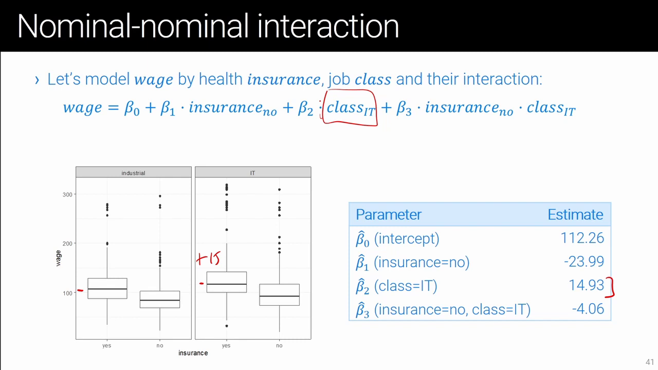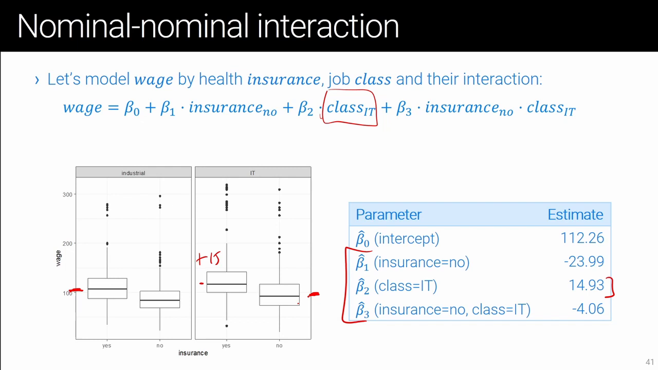And the final case, it would be insurance no, class IT. And in this case, beta 3 would be active, beta 2 would be active, and beta 1 would be active as well. All three deviations are active. So what this is saying is if you don't have an insurance and you go to class IT, then the final estimate would be intercept minus 24 plus 15 minus 4. So that would be the distance between beta 0 and the estimate over here. And so this is how the model is allowing us to incorporate two categorical predictors and their interactions.